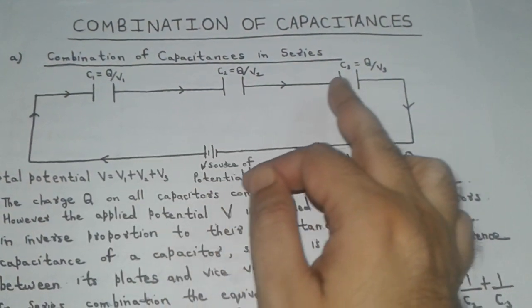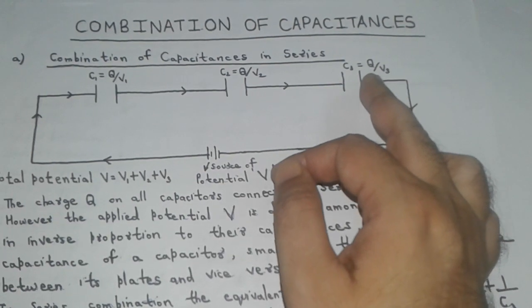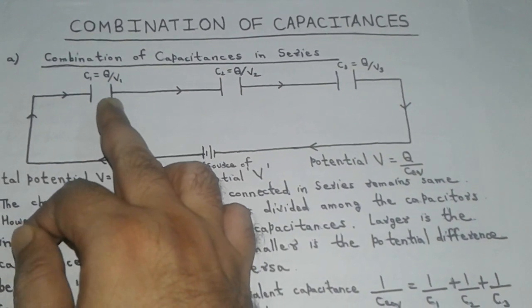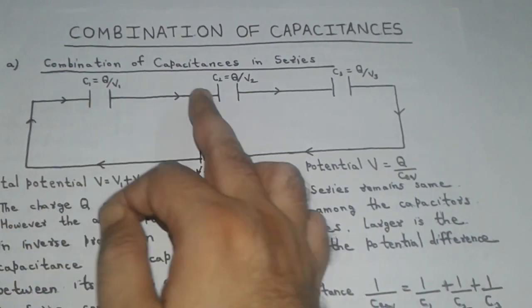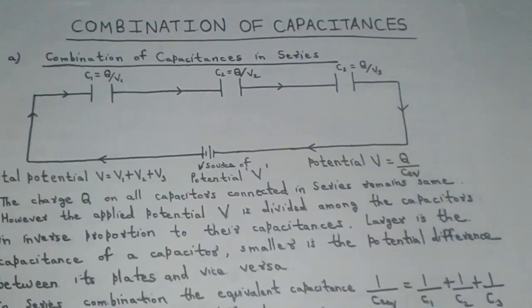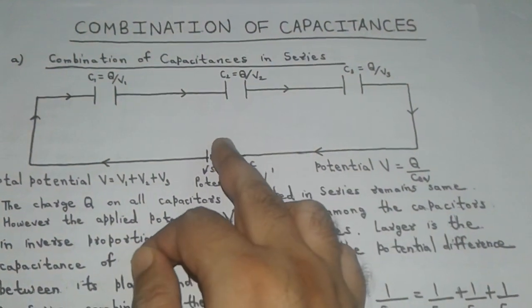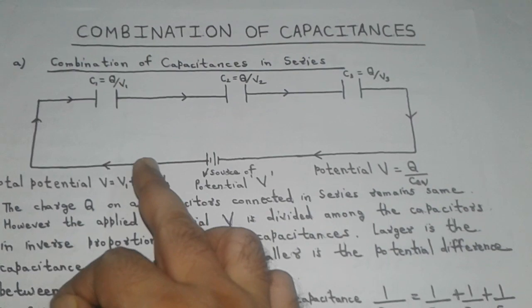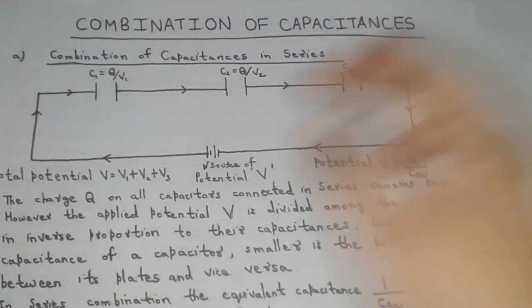In series combination of capacitances, the charge Q on plates of each capacitor is the same and is equal to the total charge supplied by the source.